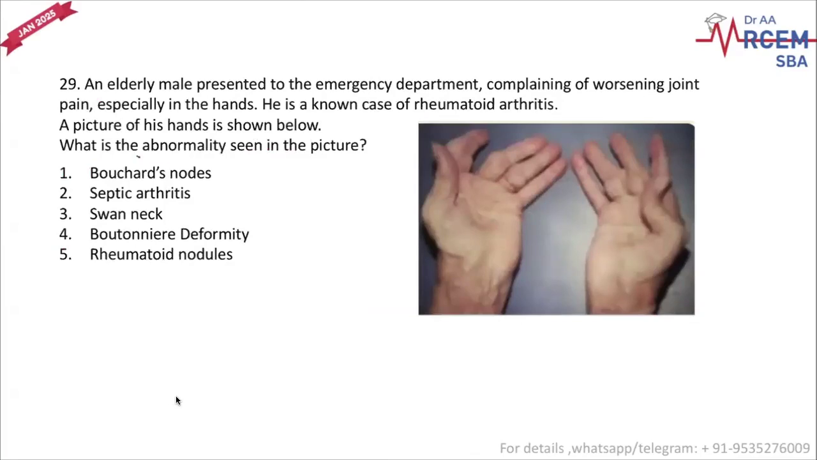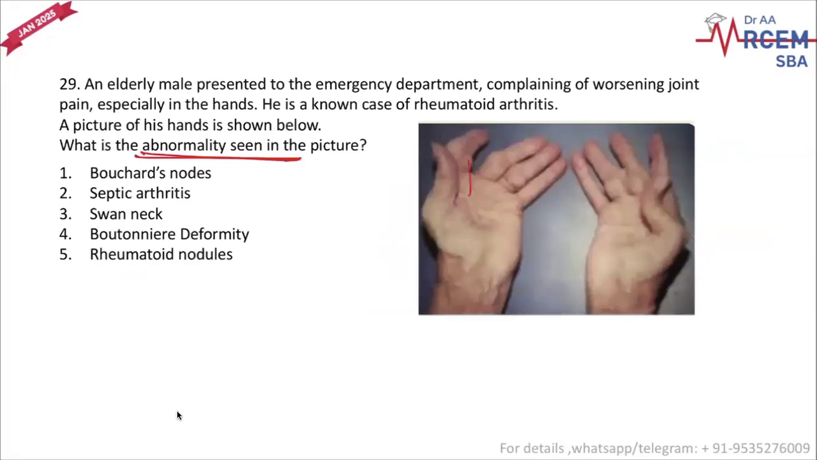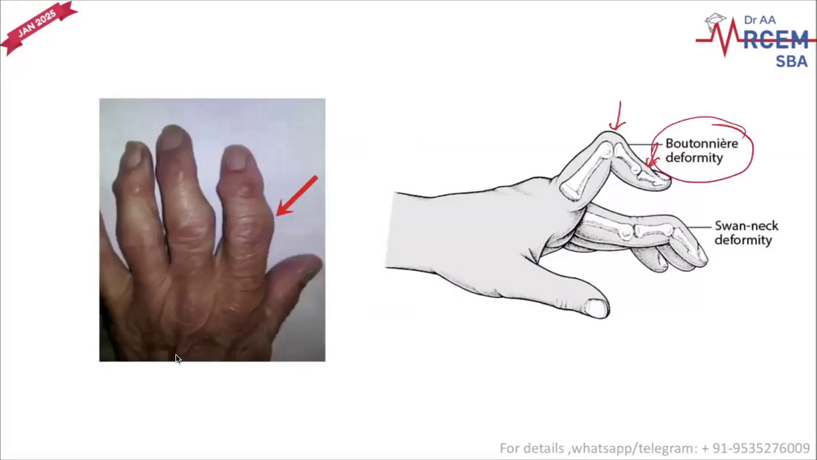What is the abnormality seen in the picture, they are asking? This was not supposed to be asked because this is a chronic condition that you're seeing here. So what are we seeing here? This, which is the flexion at the proximal interphalangeal joint and extension at the distal interphalangeal joint, is known as Boutonniere deformity. That's what you are seeing here. So the right answer here is the Boutonniere deformity, most commonly seen in rheumatoid arthritis.